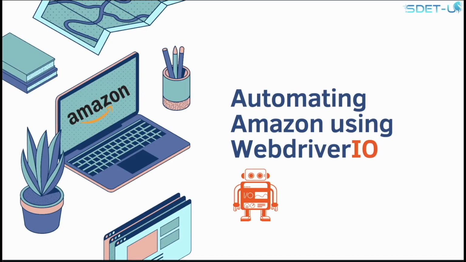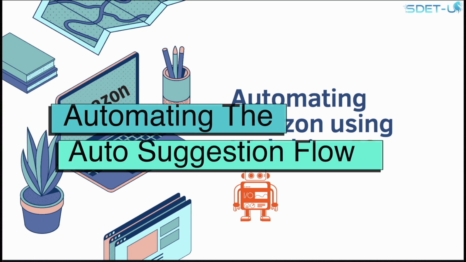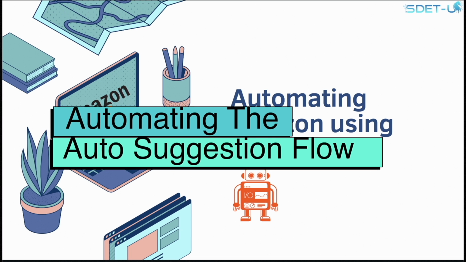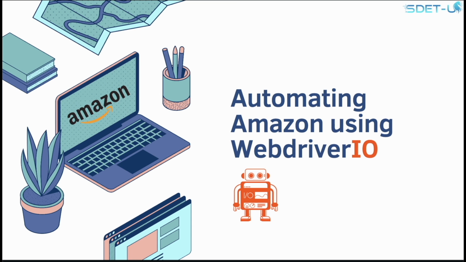Hey, welcome back, guys. So we've successfully went ahead and automated 2 flows for the Amazon website. Now in this video, we're gonna go ahead and do the automation for the auto suggestion flow. So let's head over to the Amazon website and take a look at how we can do it.